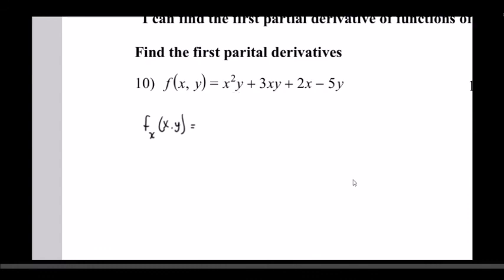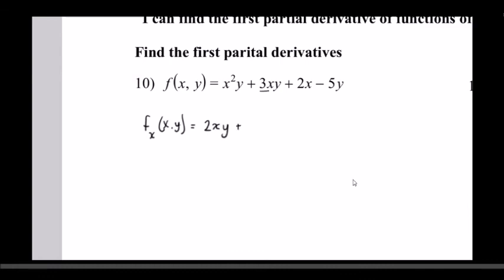So what we would have is, for example, in this first part of the expression, if we just took the y out of it for a second, what's the derivative of x squared? Well, it's 2x. So now multiply it by the y that was there, and it's 2xy. So we've got 2xy.